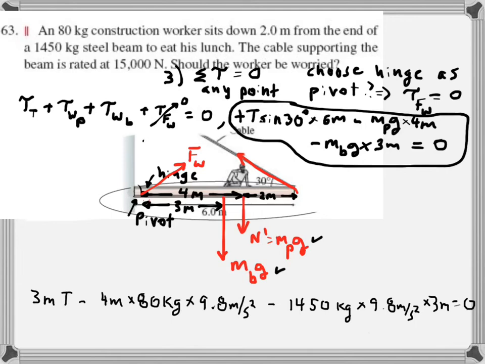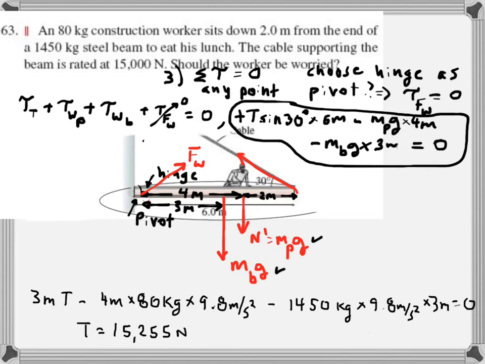The weight of the person is the mass, 80 kilograms, times gravity, 9.8. And the next term is the mass of the beam, which is 1450 kilograms. We're multiplying by g, 9.8, and we're multiplying by 3 meters. And all of that adds up to 0. All right, so plug in the numbers in your calculator and solve for the tension.